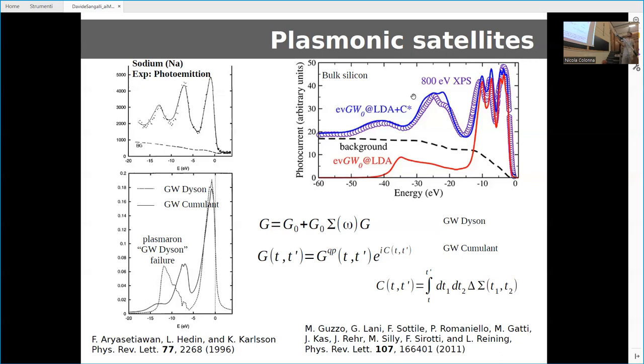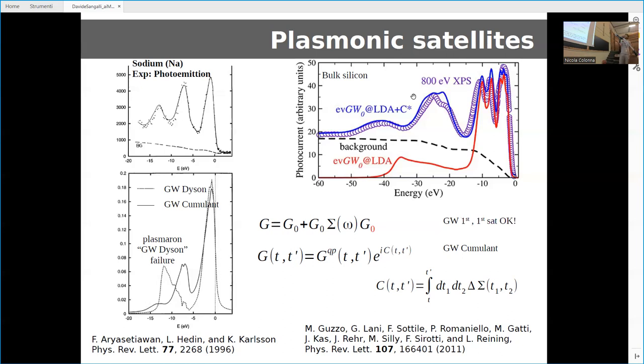And the same approach is used here in this paper to describe the photoemission of silicon. So the experimental data are the dots, and then you have again GW, which nicely reproduces the quasi-particle part of the spectrum, but which has the wrong satellite. And then there is the GW plus cumulant, which instead is able to correctly reproduce the quasi-particle peak.